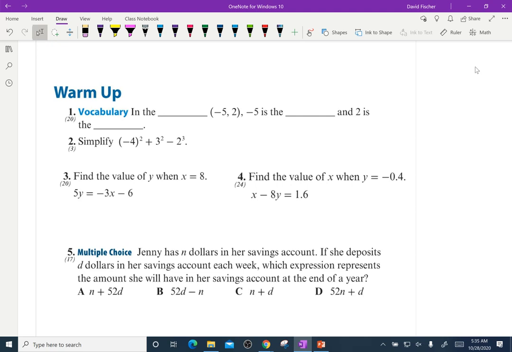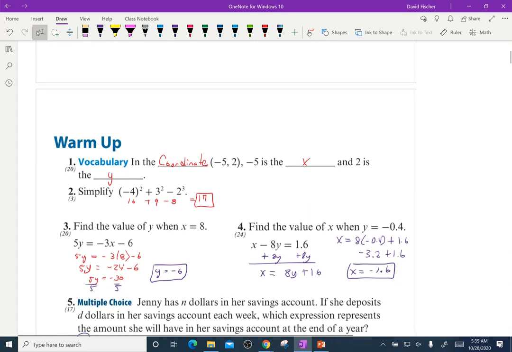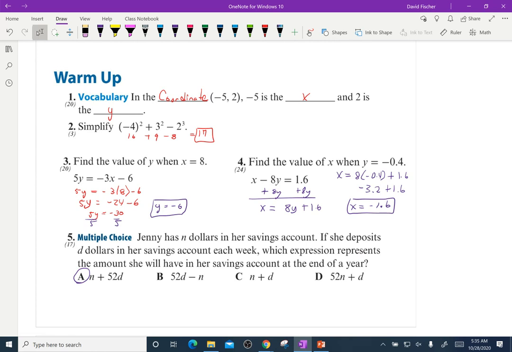Here's the warm-up. Pause the video, and when you're done, come back and let's see how we did. All right, well, here's the answers that I got. The vocabulary part, that -5, 2 is called a coordinate. That's the point that we're going to plot. The -5 is our x value. That means left or right. And the 2 is my y value. Y means the up and down part of the coordinate.